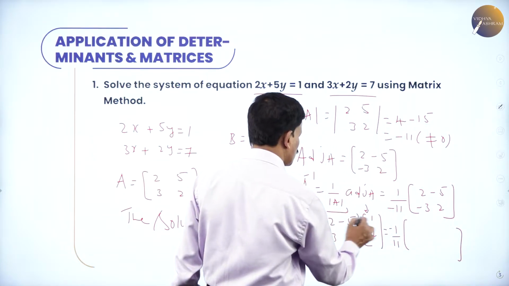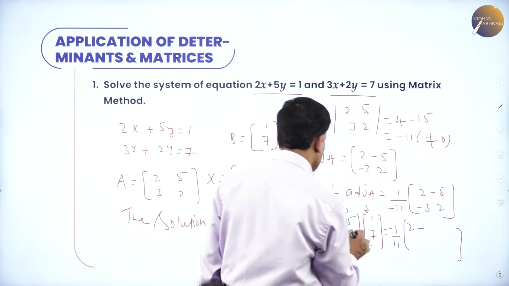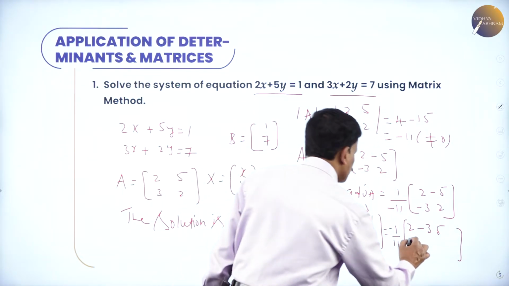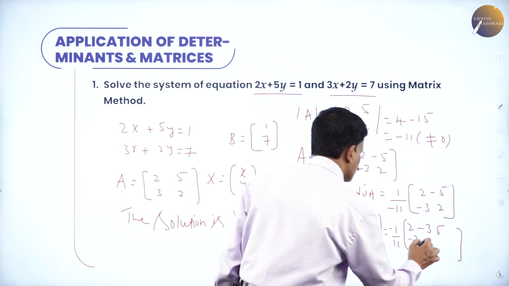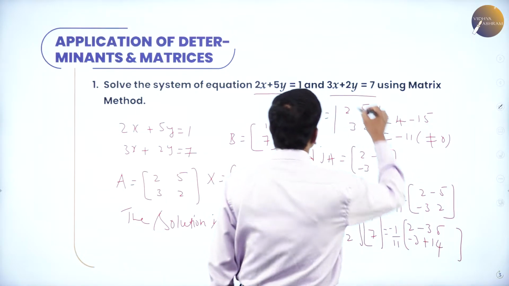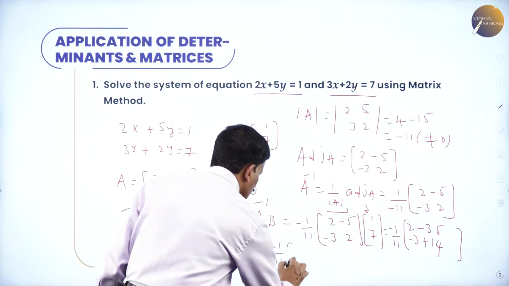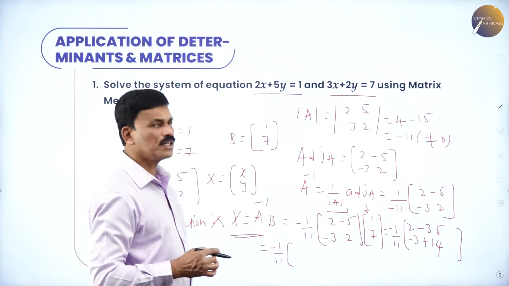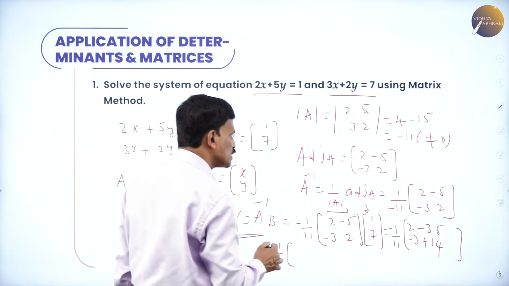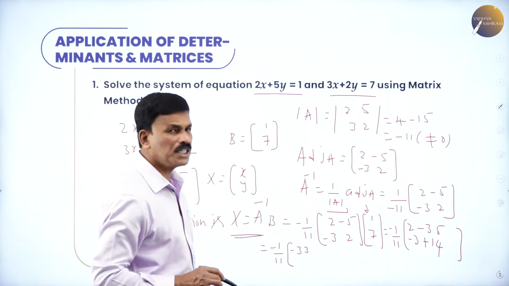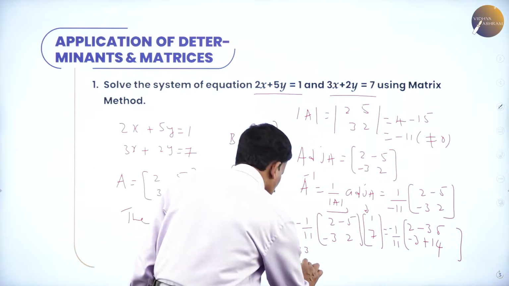1 over 11, along with the negative sign, matrix multiplication. First row, first column, 1 2s are 2, minus 7 5s are 35. Again, second row, minus 3 1s are 3, plus 2 7s are 14. So, this can be written as minus 1 over 11 into [2 minus 35; 14 minus 3]. 2 minus 35 is minus 33 and 14 minus 3 is equal to 11.